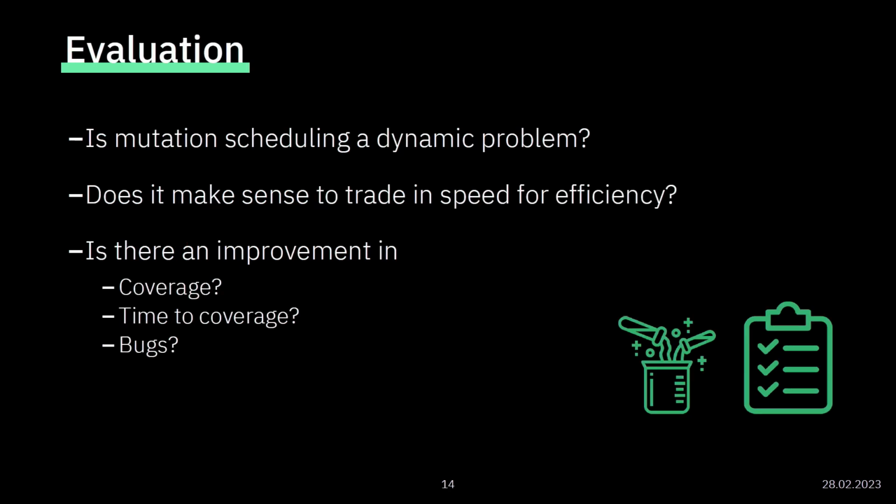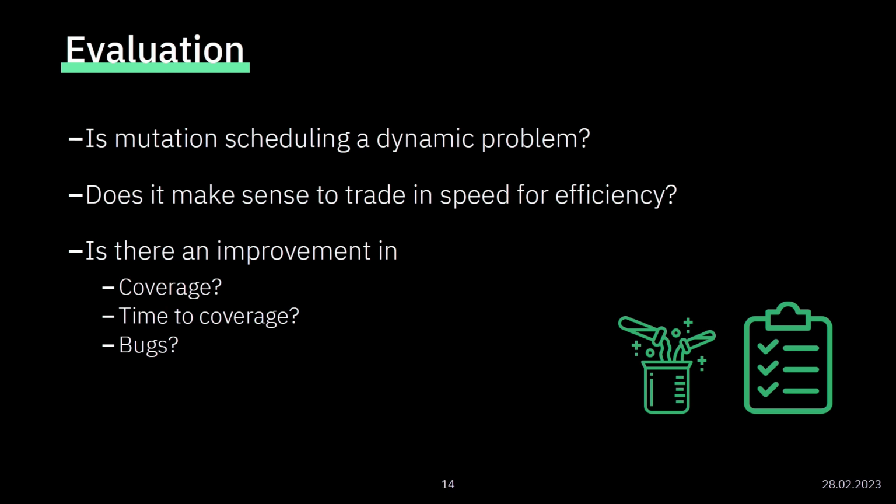So what was it worth in the end? We tried to do a very systematic evaluation. Of course, the first thing that arises when you do such an evaluation is whether the initial assumption on the problem was actually correct. In this case it was: is mutation scheduling a dynamic problem? Or can I just take some pre-optimized static vector per target and I'm done?